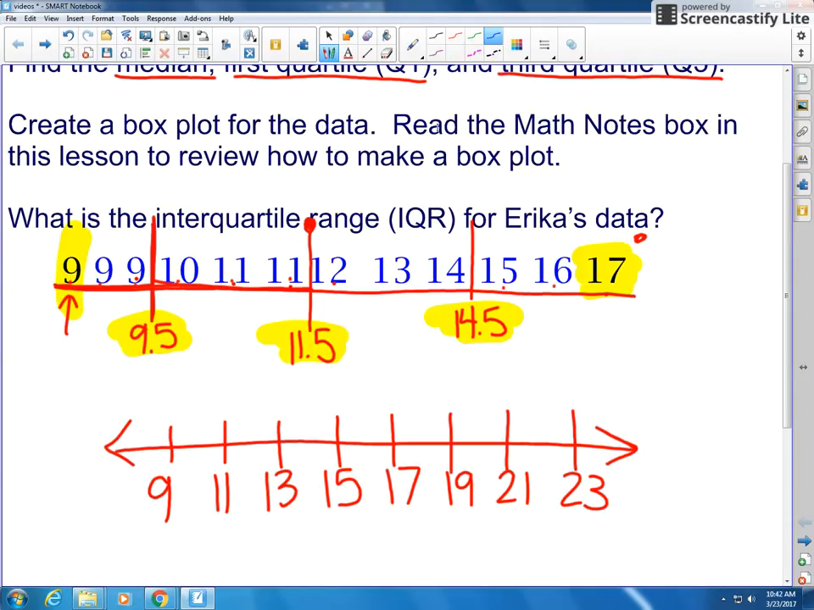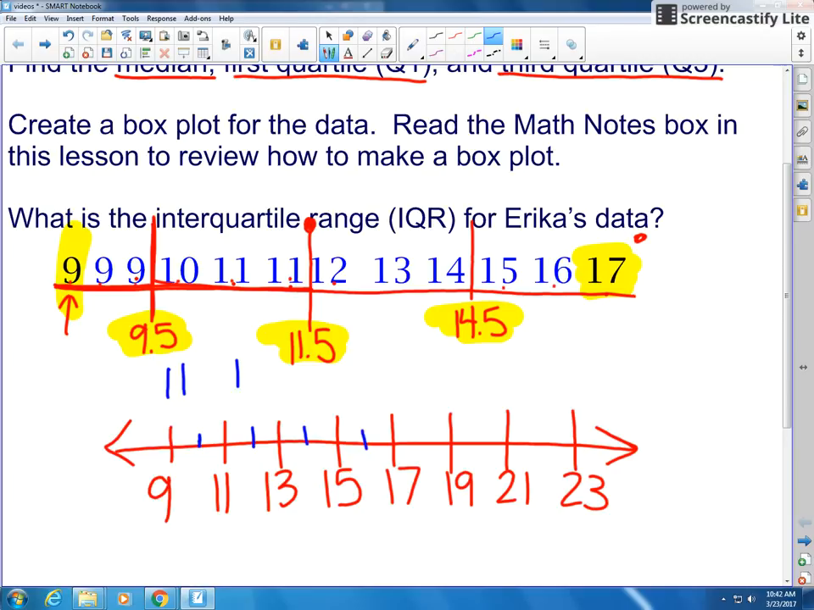So all I'm going to do is put a line above 9 to represent my minimum. 9 and a half, well, this would be 10. So 9 and a half would be about right here. 11 and a half, I'm going to mark that as 12. So 11 and a half would be about right here.